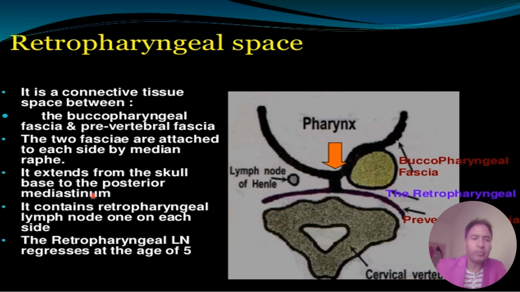It extends from the skull base to the posterior mediastinum. It contains the retropharyngeal lymph node, one on each side. The retropharyngeal lymph node regresses at the age of 5. After the age of 5, this lymph node doesn't exist, so usually the abscess occurs before age 5.